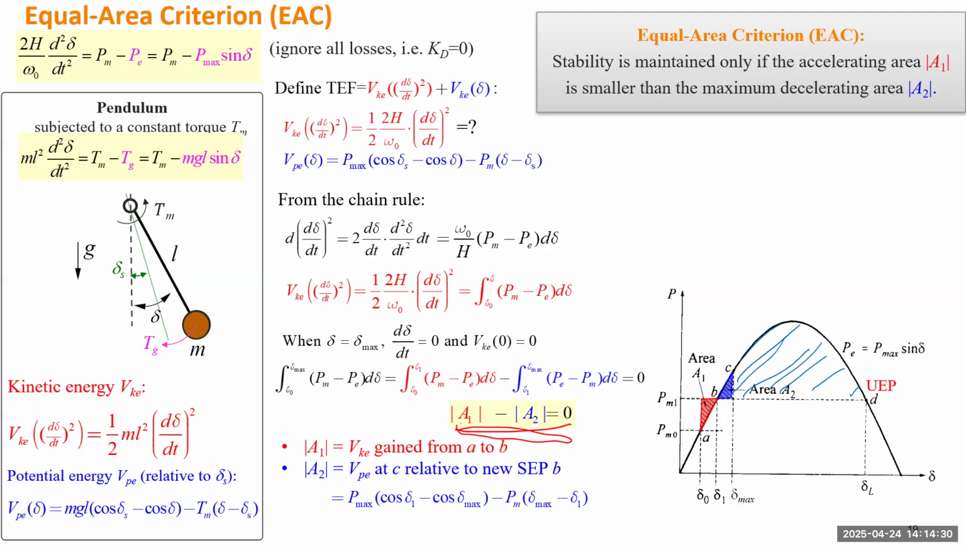So the accelerating area is determined based on the disturbance. Once you determine the disturbance, the accelerating area, the red area, is already decided. But the blue area depends on the system. So above this equilibrium, if you have a region large enough to cover the green region, the system will be stable. To slow down the system and make it come back, you only need to utilize part of this decelerating area to be equal to the accelerating area.